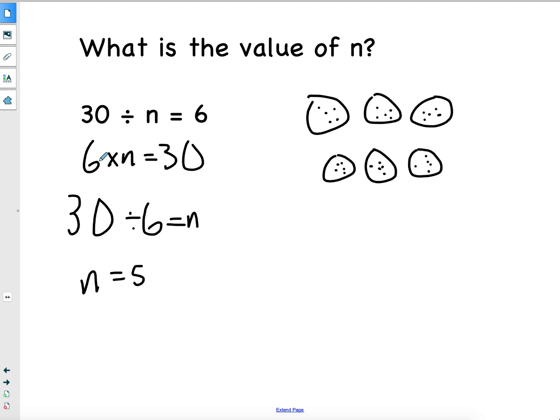That's true because 6 times 5 is 30. And 30 divided by 5 is 6. And 30 divided by 6 is 5. This is true regardless of where I place the n. 5 is the answer.